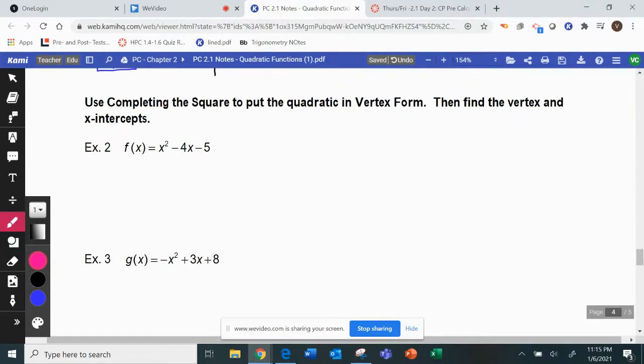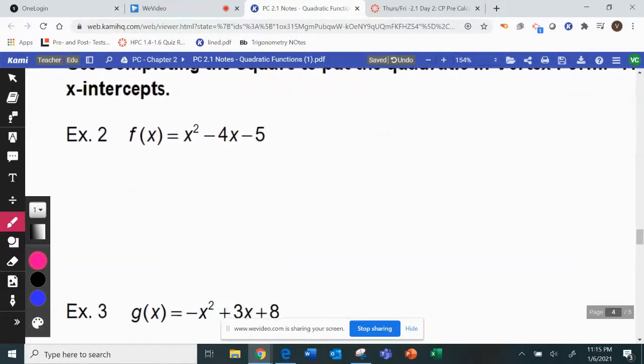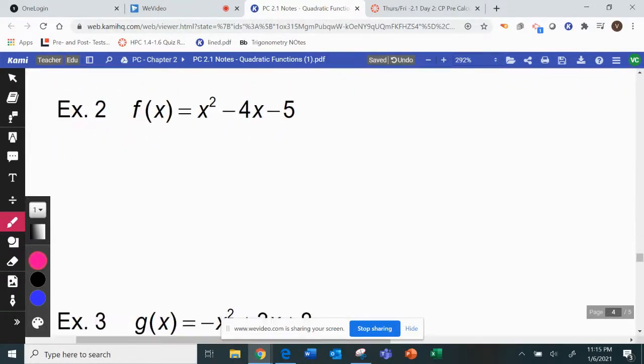Okay, so the next section is using complete the square. This is an algebra 2 concept, and it just puts this equation into vertex form. So what I'm going to do first is rewrite this as f of x. I am going to add 5 to both sides, and then I'm going to leave a space.